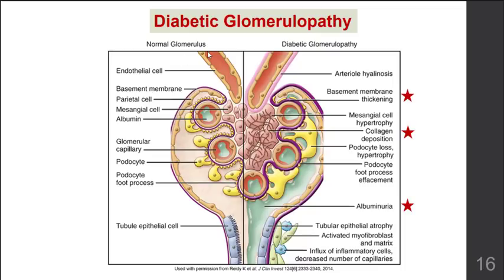This slide showing you an image of what diabetic glomerulopathy would look like, and you can see normal glomerulus on the left and diabetic on the right, and here are some stars indicating some major pathological events that you should be aware of. First of all, basement membrane thickening, which we already spoke about. That's obviously going to affect normal glomerular filtration. The next important point is collagen deposition. As damage progresses from the chronic hyperglycemic state, then fibrosis can occur.